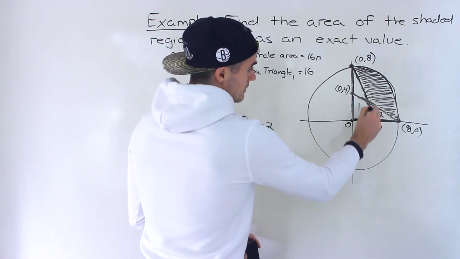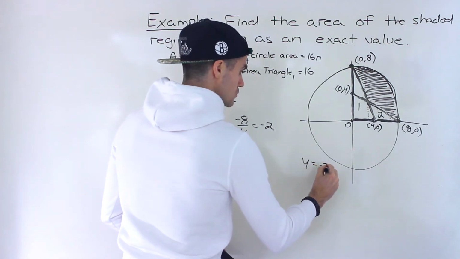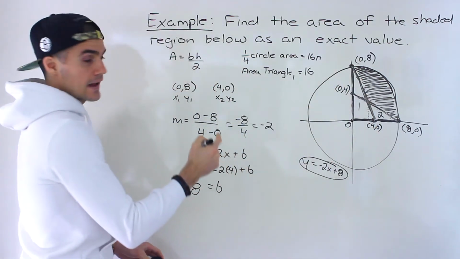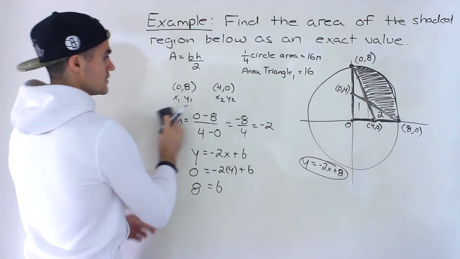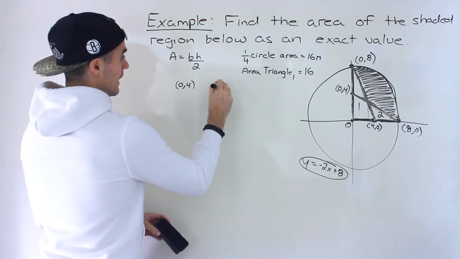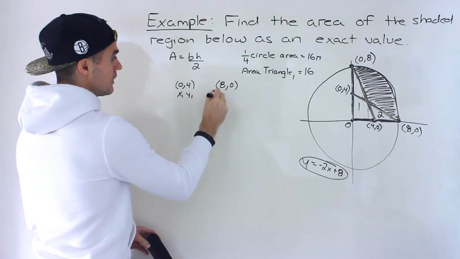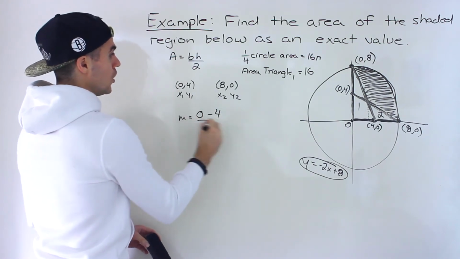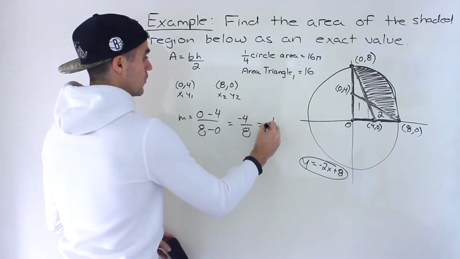So the equation of this line, let's keep track of this, I'll write it over here: y equals negative 2x plus 8. Okay, that's the equation of this line. Now let's find the equation of the second line, and notice it has 2 points, 0 and 4, and 8 and 0. So we've got x1, y1, x2, y2. First let's find the slope, which is y2 minus y1 over x2 minus x1, which gives us negative 4 over 8, which is negative 1/2.